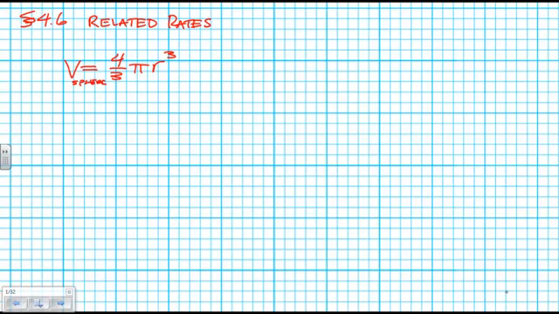I said that in English. Let me say it in mathematics. A change in volume per a change in time. A change in volume per change in time. dV is a little bit of volume change. dt is a little bit of time change. A change in volume per change in time.